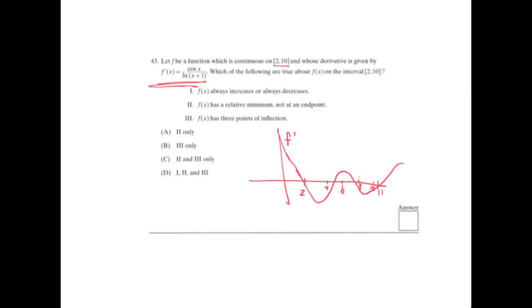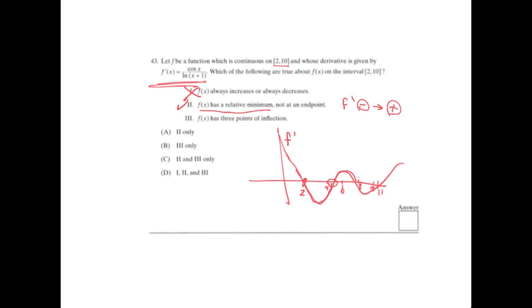And so A says f is always increasing or always decreasing. Well, we know that's false because we have both negative and positive regions on f prime, meaning that f is decreasing and f is increasing. So that's false. Now let's look at B. f has a relative minimum, not at an endpoint. If we look at our f prime graph, a little past 4, we see that it's changing from negative to positive. So it's changing from negative to positive once on this interval. So we know we have a relative min somewhere there. So that is actually true.